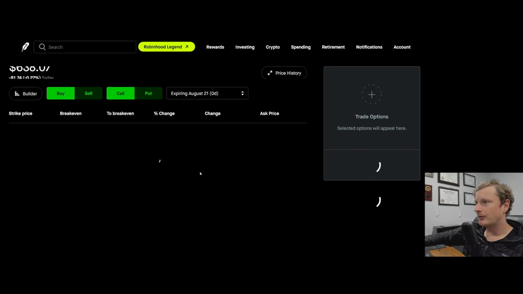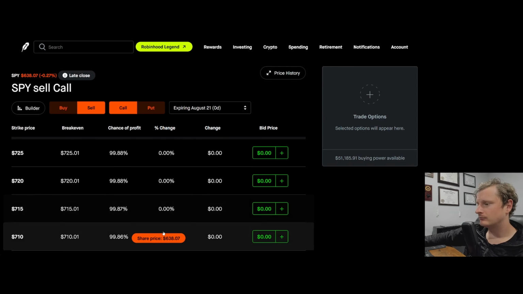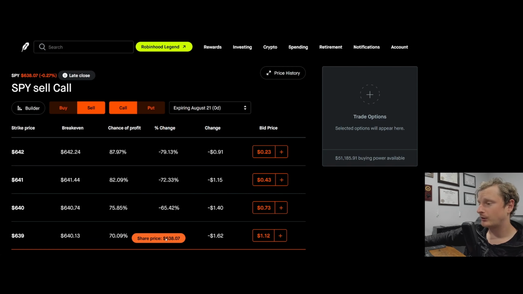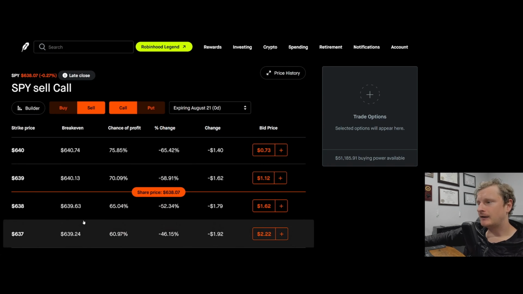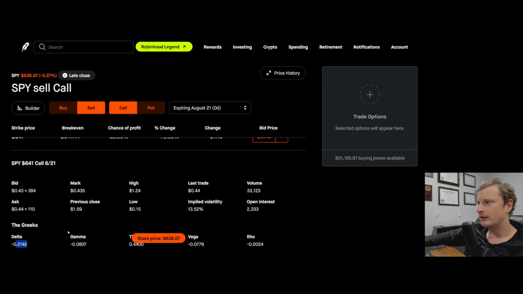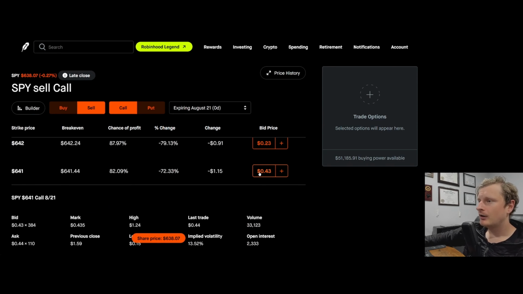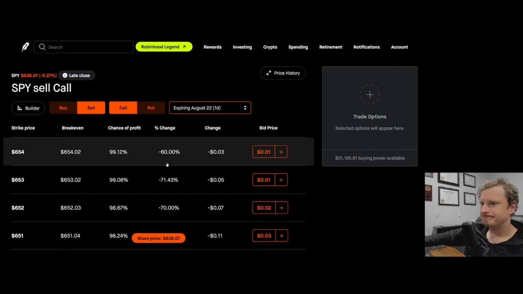So let's take a look at what some of the numbers might look like. Let's go to sell call. That's how you run covered calls in Robinhood. You have to click the sell call. And let's take a look at what the daily looks like, expiring August 21st, which is tomorrow, Thursday, August 21st. So SPY is trading at 638.07. Let's see, this 641 strike price, a 0.210 delta, $43. Not too bad. Let's take a look at what the 22nd might look like.